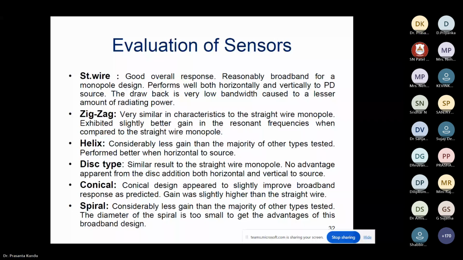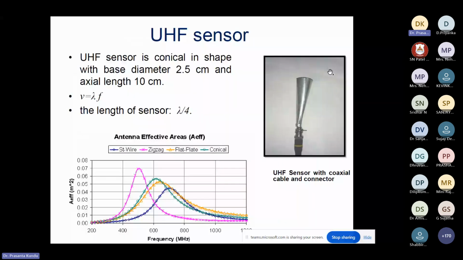If we see this UHF type sensor, it is simply a metal in the form of a cone. But how much will be the diameter and how much will be the length of that cone? The top is a smaller point, but for the outer side, the diameter is decided based on the sensitivity. If you have a higher diameter, you have more sensitivity; a lower diameter gives less sensitivity.